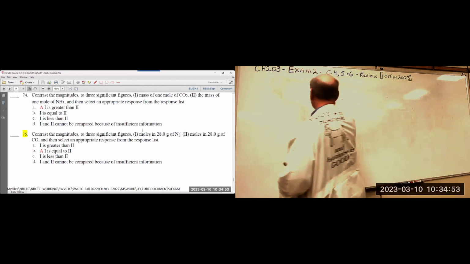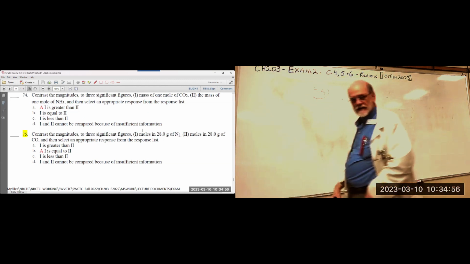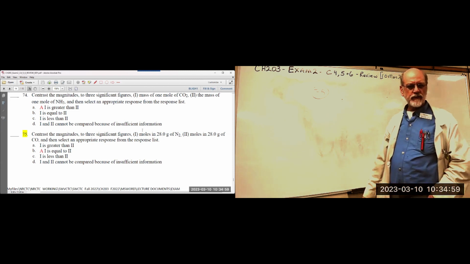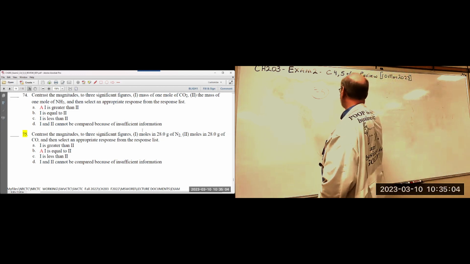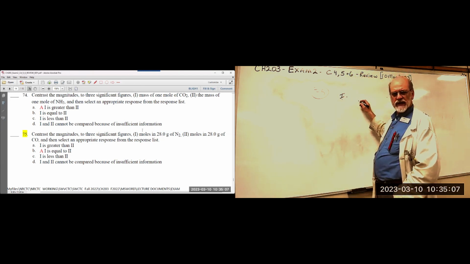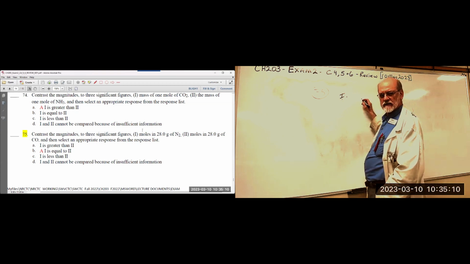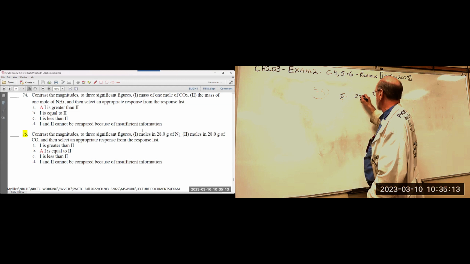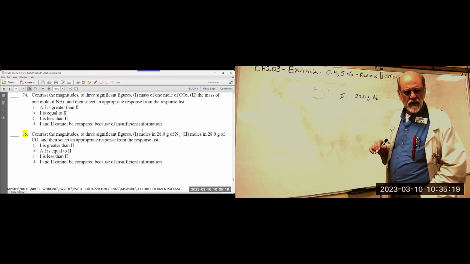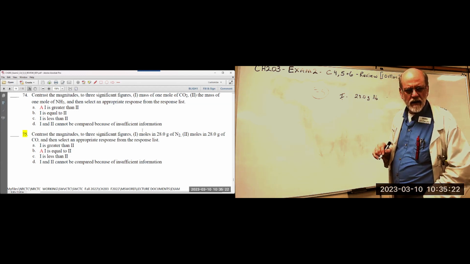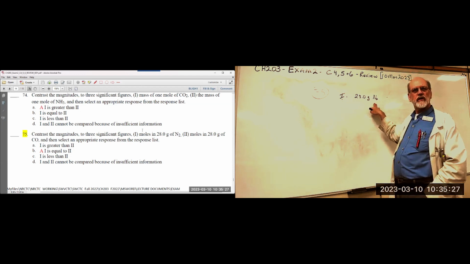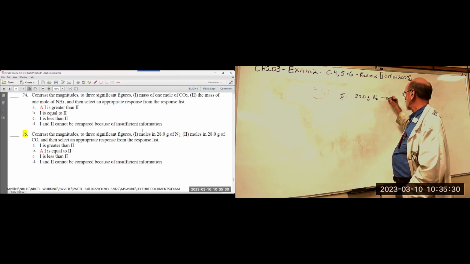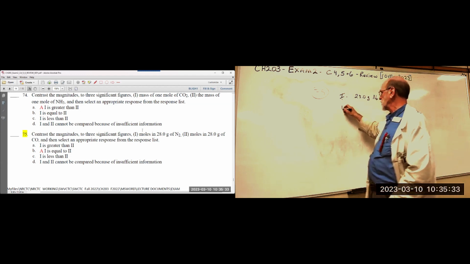$75. Contrast the magnitudes to 3 significant figures. Roman numeral 1: moles in 28 grams of dinitrogen. That's 1 mole because each nitrogen is 14.01. So 28 grams would be 1 mole. Roman numeral 2.